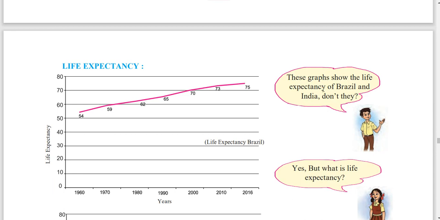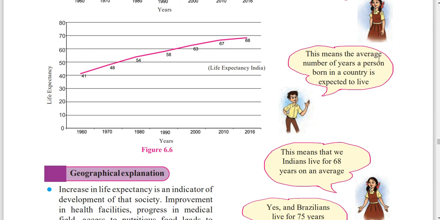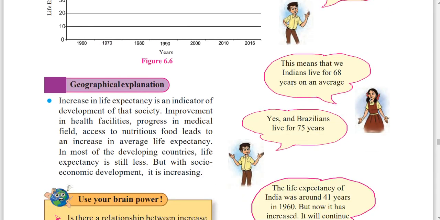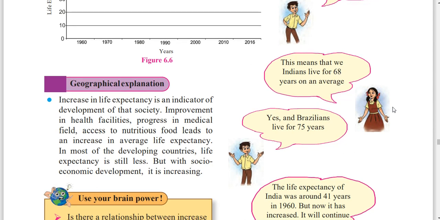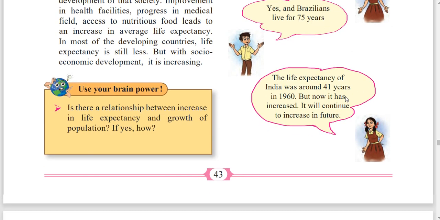These graphs show the life expectancy of Brazil and India, don't they? Yes, but what is life expectancy? This means the average number of years a person born in a country is expected to live. This means that we Indians live for 68 years on an average. Yes, Brazilians live for 75 years. The life expectancy of India was around 41 years in 1960, but now it has increased. It will continue to increase in future.